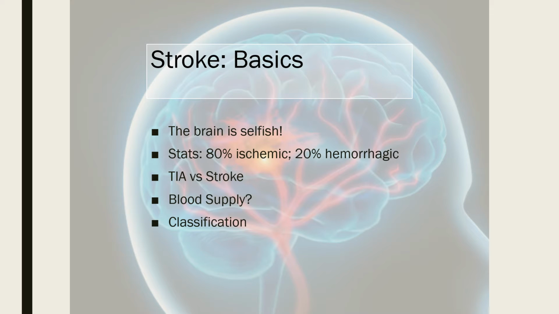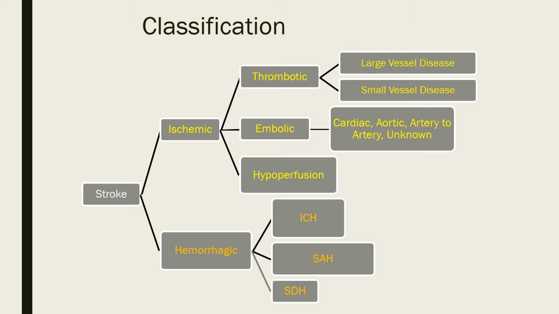Now I'll discuss how to classify strokes. Why does it matter what type of stroke the patient actually had? Well, because they have different causes, outcomes, and treatments. So strokes are divided into ischemic, remember those are 80% of strokes, and hemorrhagic, which are only 20%. Ischemic strokes are further broken down into thrombotic, embolic, and hypoperfusion strokes.